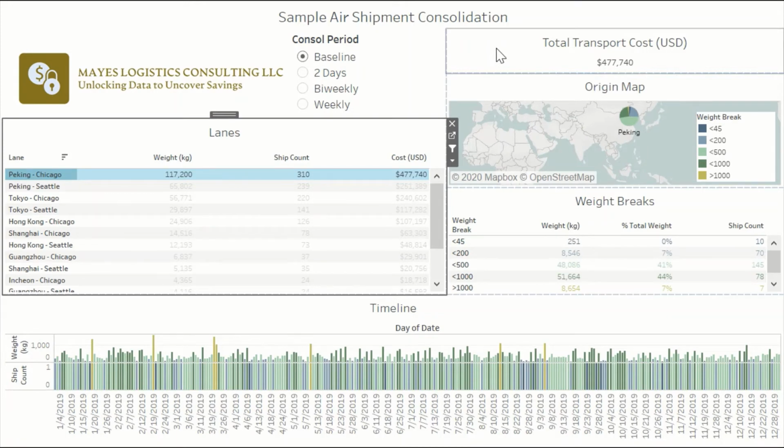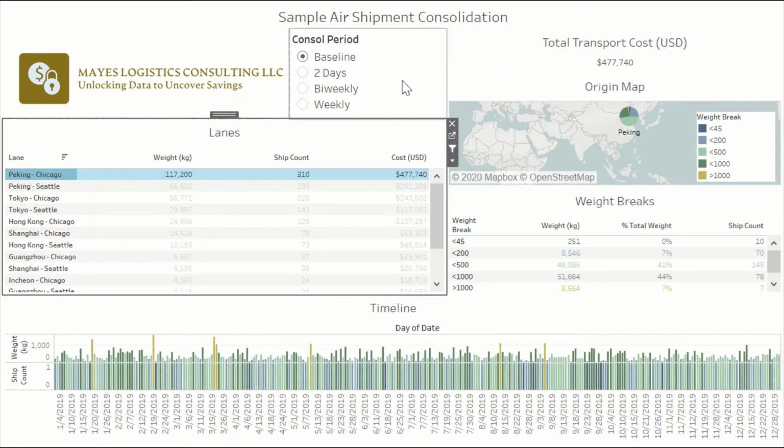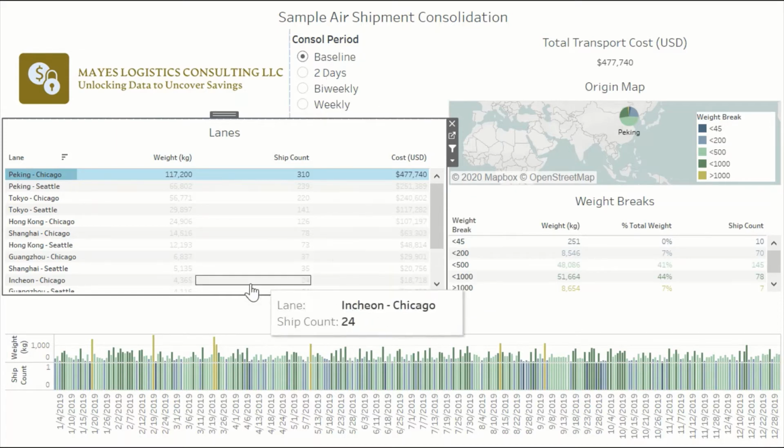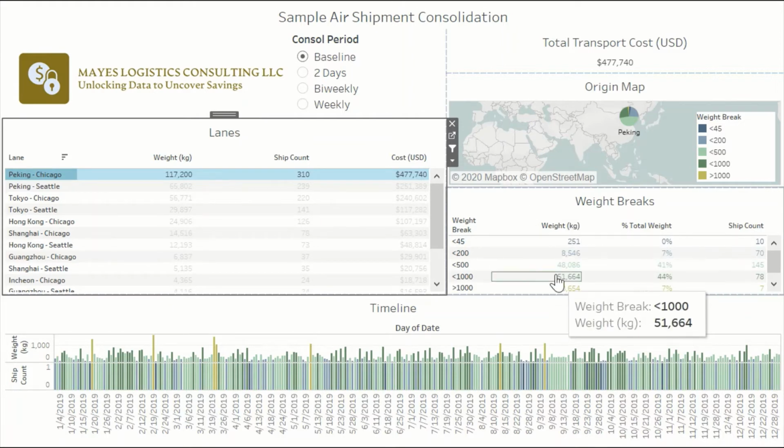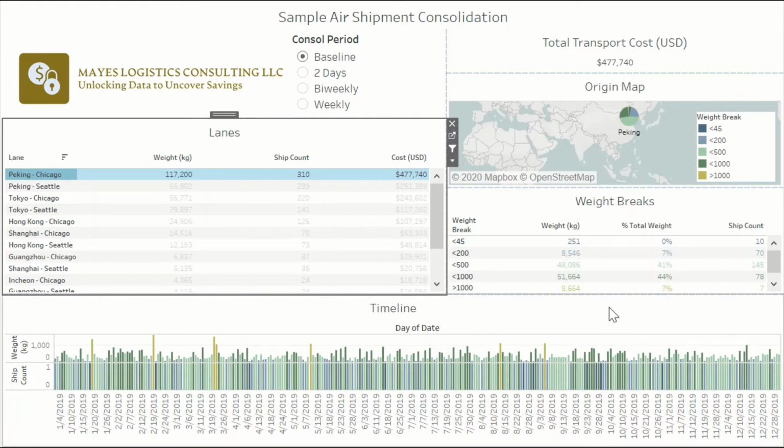So the point of implementing consolidation periods is to increase the consol period, which decreases the frequency of shipments. And the effect of that is to increase the weight breaks, which will result in lower rates per kilo and lower overall transportation cost. So let's look at that for this biggest lane.